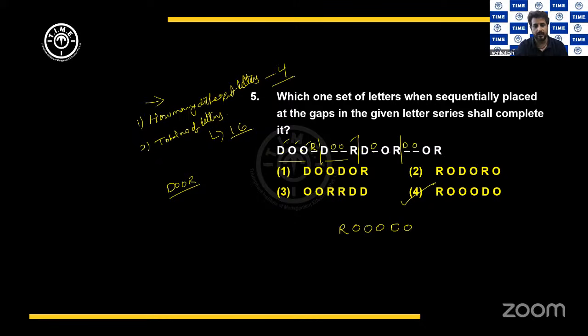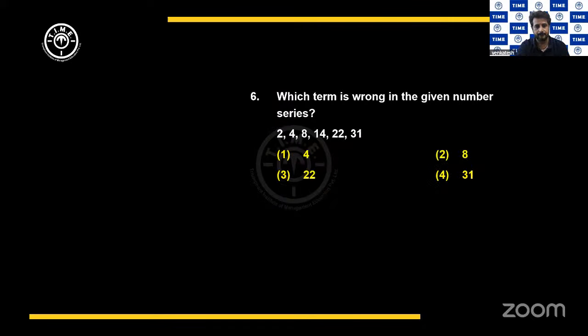Now, let's move to another model, another topic: wrong number in the series. In recent exams, they started giving the wrong number in the series. What do you mean by wrong number? You will be given a series of numbers. Somewhere it breaks the pattern. The number which breaks the pattern is the wrong number.